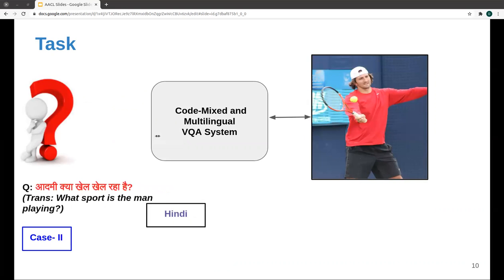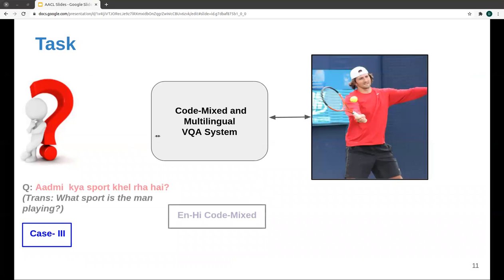In case 2, given a Hindi question and image, the visual question answering system takes the input question, interacts with the image and predicts the answer. Like in this example, the Hindi question is "Aadmi kya khel raha hai?" The translation is the same: what sport is the man playing? The visual question answering system should be able to predict the answer as tennis.